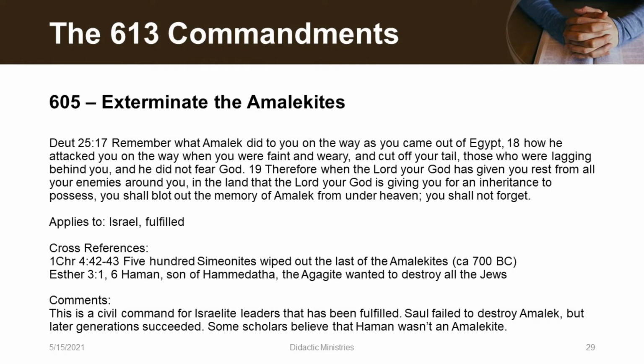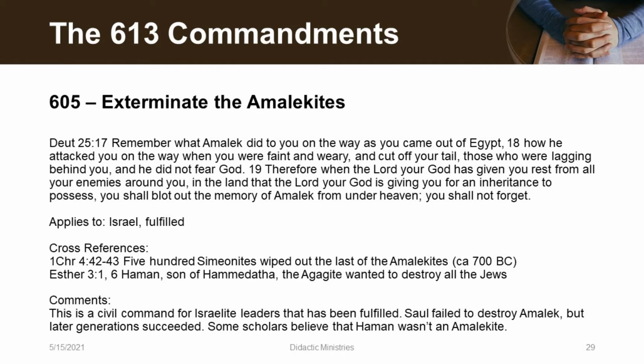Deuteronomy chapter 25 verse 17 says, Remember what Amalek did to you on the way as you came out of Egypt, how he attacked you on the way when you were faint and weary, and cut off your tail, those who were lagging behind you. And he did not fear God. Therefore, when the Lord your God has given you rest from all your enemies around you, in the land that the Lord your God is giving you for an inheritance to possess, you shall blot out the memory of Amalek from under heaven. You shall not forget.